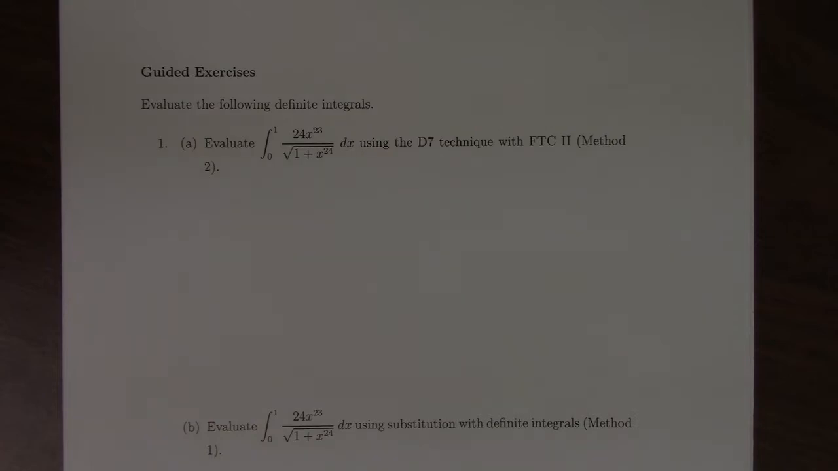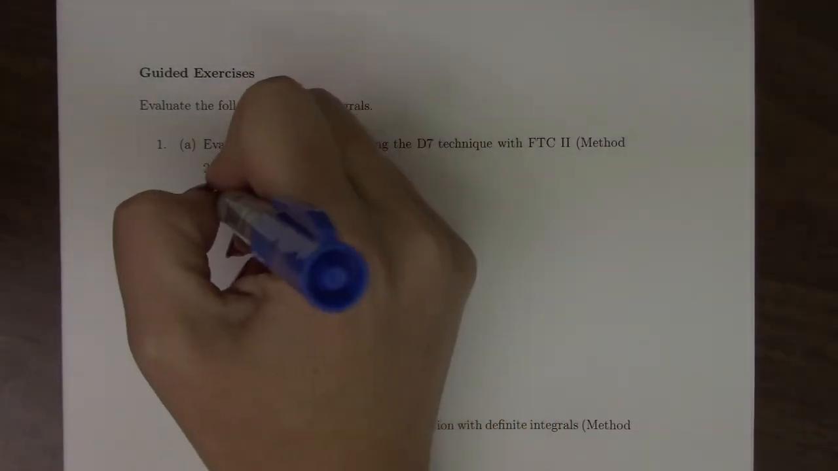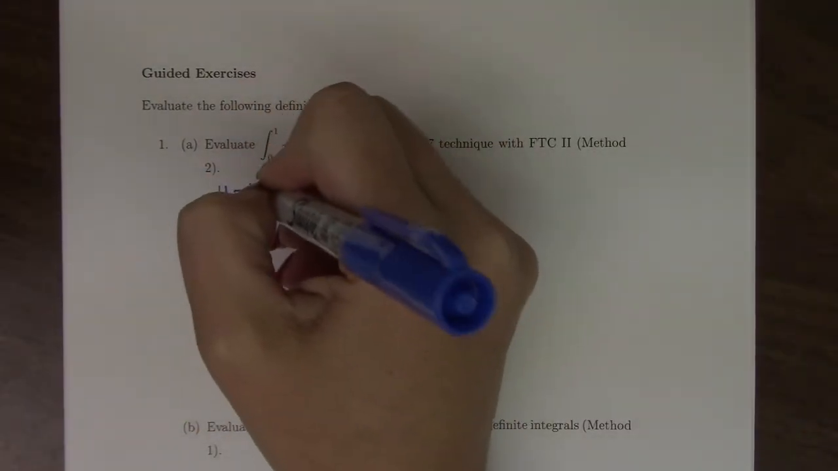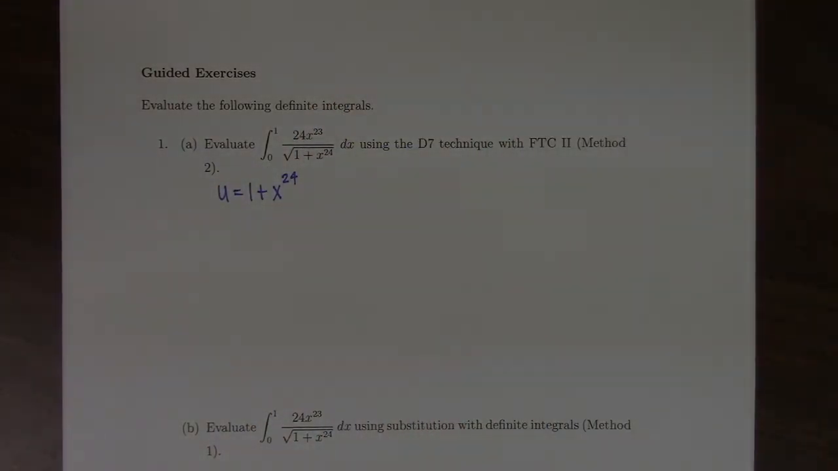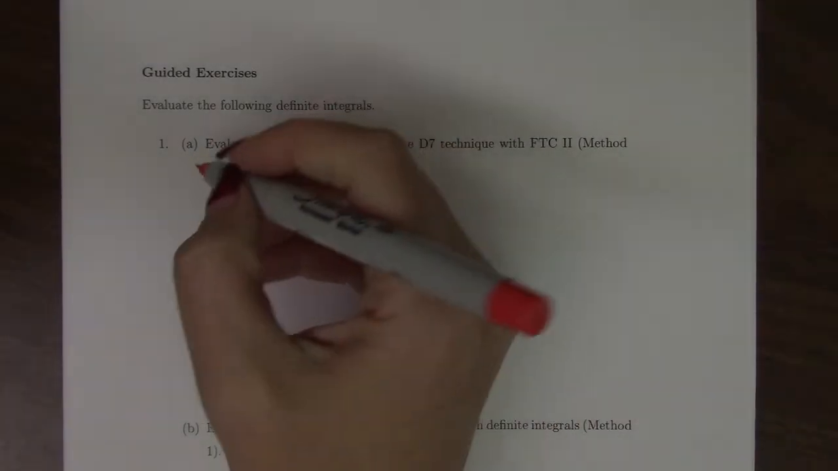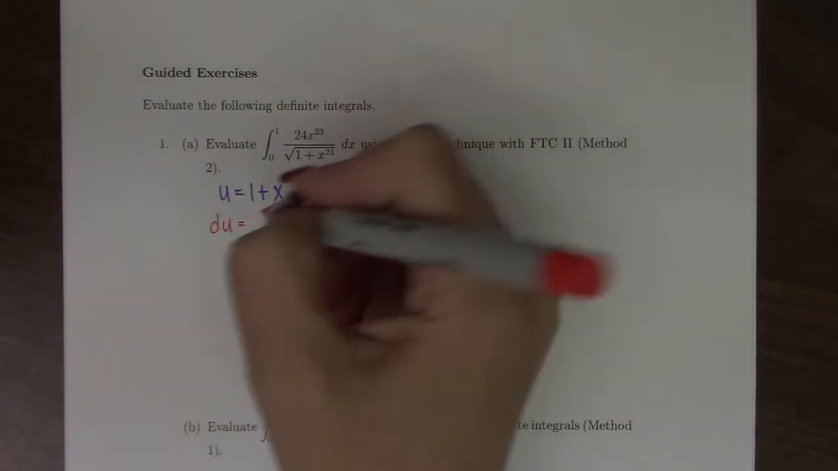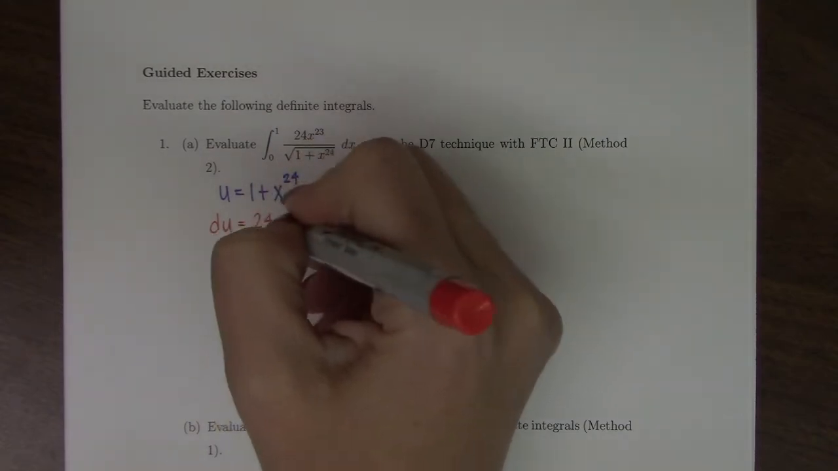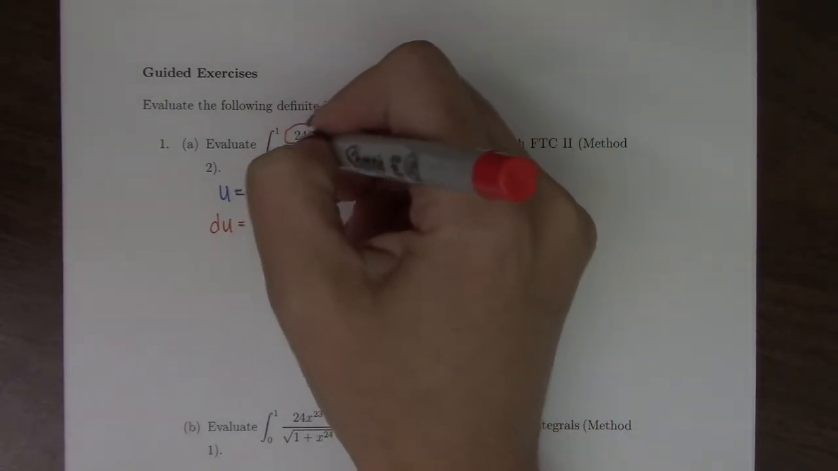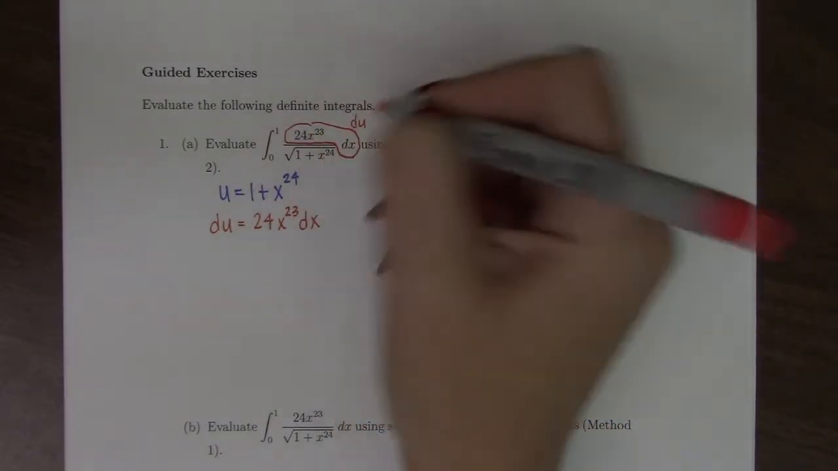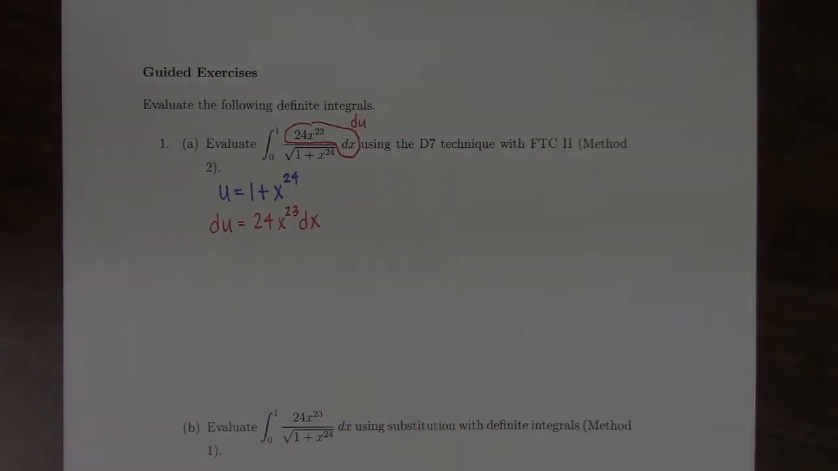So the problem is 24x to the 23 over the square root of 1 plus x to the 24th. The obvious choice for my u is everything that's underneath that radical, so u equals 1 plus x to the 24th. So now my du: the derivative of 1 is 0, and I get 24x to the 23rd dx. So here's my du, and my u is everything under the radical.